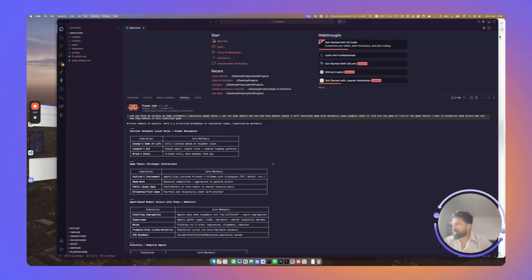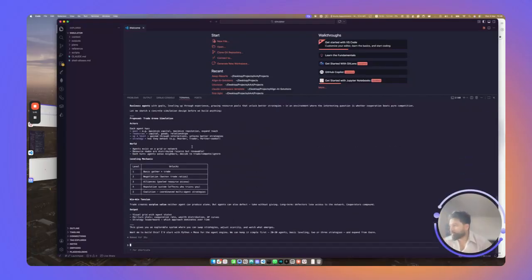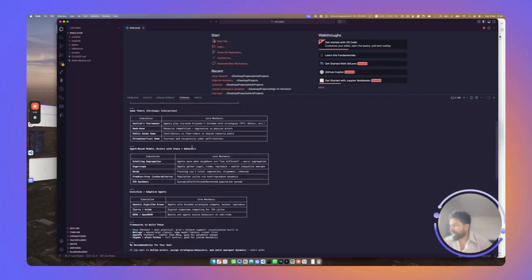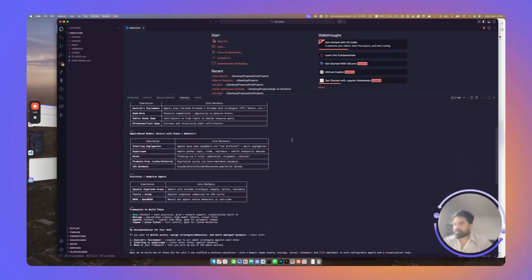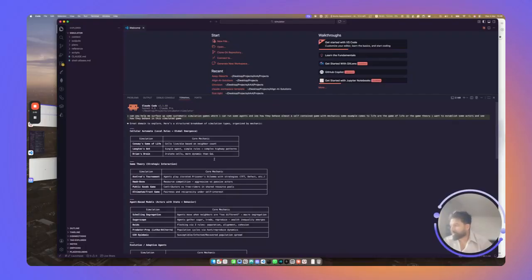So what I've done is I've ideated with Claude up until now. It has helped me put together a plan. I'm going to read through this. As I mentioned, this is what I got to. I started off with a few simulations. As you can see, there's cellular automata, there's game theory, strategic interaction. So these are some simulations.